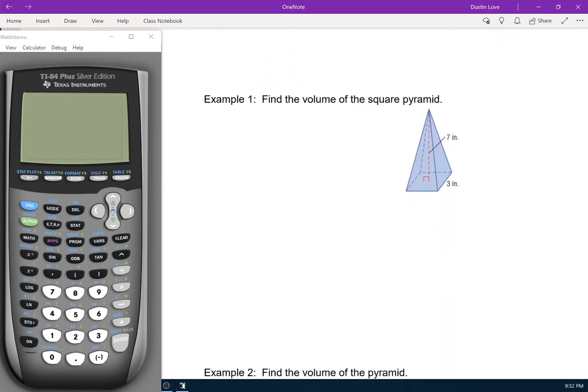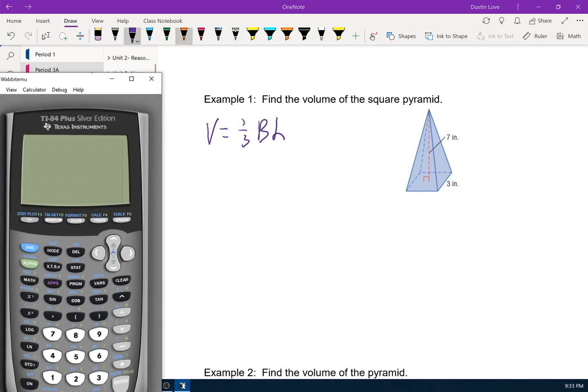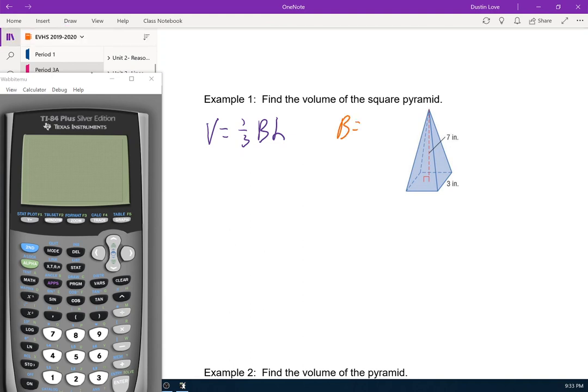Find the volume of this square pyramid. So volume is 1/3 area of base times the height. And just like before, we're going to jump over and do our area of the base on the side and come back to it. Area of the base here is length times width. Again, for rectangles, I don't care if you use length times width or base times height. Either one works. It's a square, so it's just 3 times 3. So area of the base is 9 inches squared.